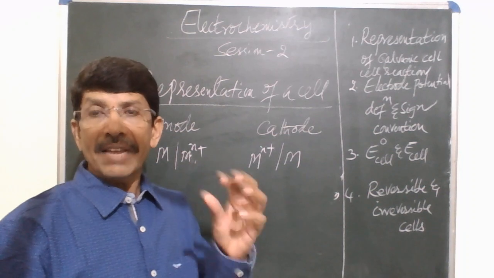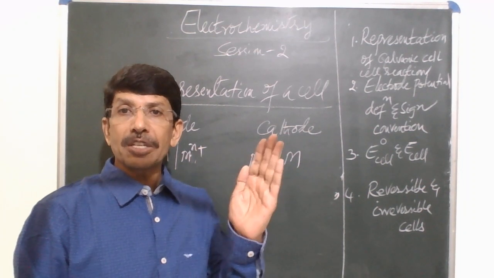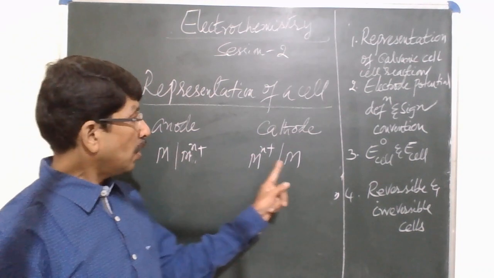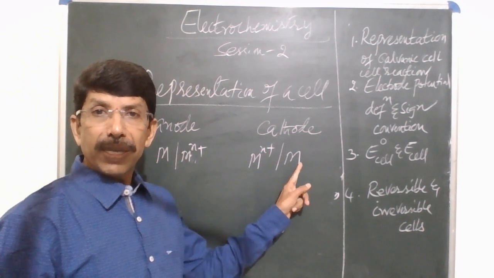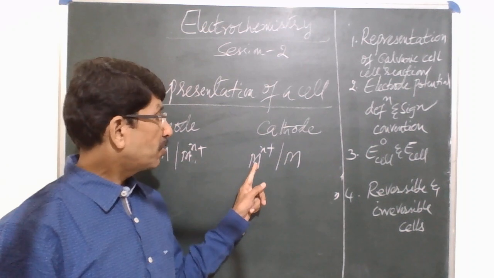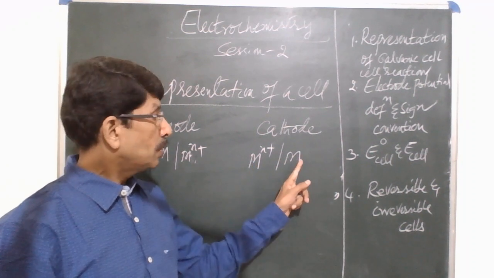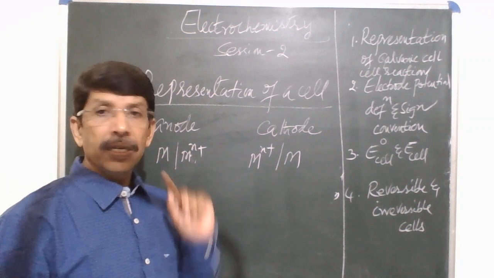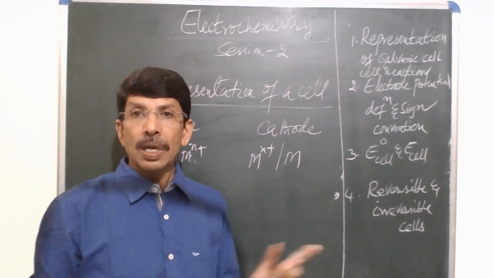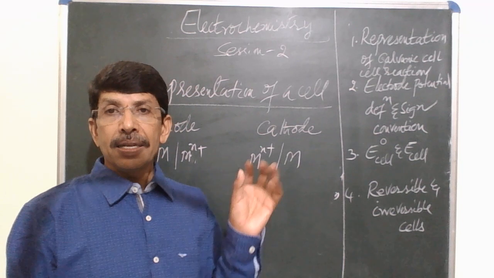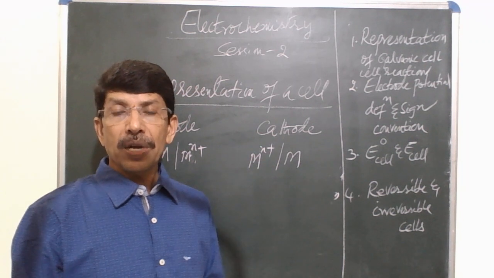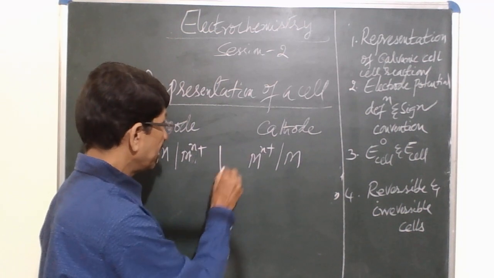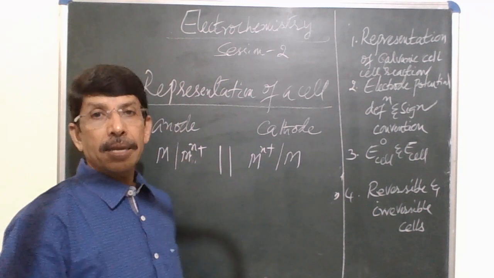While representing a galvanic cell, the interface between the electrode and electrolyte is represented by a single line. So also here, at the cathode, we have metal in contact with the metal ion solution. So the interface between the metal and the metal ion solution is represented by a single vertical line. And we have seen in the Daniell cell, the zinc electrode and copper electrode are connected by a salt bridge. So the salt bridge is represented by two vertical lines.